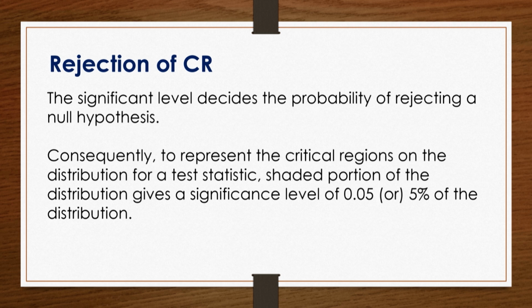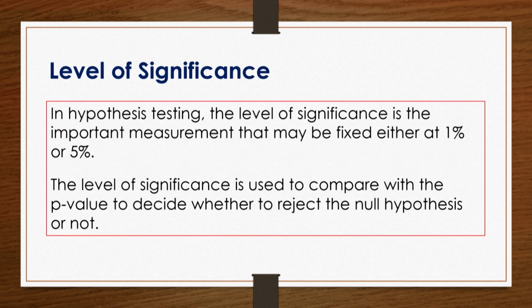Rejection or critical region. The significance level decides the probability of rejecting a null hypothesis. Consequently, to represent the critical region on the distribution for a test statistic, the shaded portion of the distribution gives a significance level of 5% or 0.05 of the corresponding distribution. In hypothesis testing, the level of significance is an important measurement that may be fixed at either 1% or 5%. The level of significance is used to compare with the p-value to decide whether to accept or reject the null hypothesis.